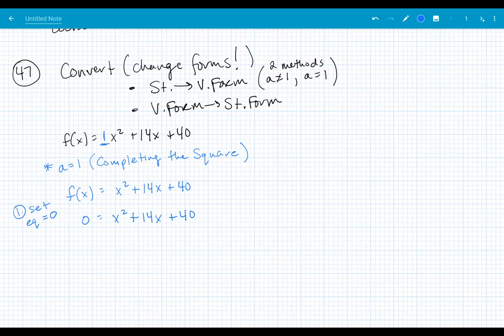The second thing that we're going to do is to always move the c value to the other side. Keep in mind, this is a, this is b, and this is c. So when I do that, I now have negative 40 is equal to x squared plus 14x with nothing. So what we want to do here for step 2 is move our c value to the opposite side.